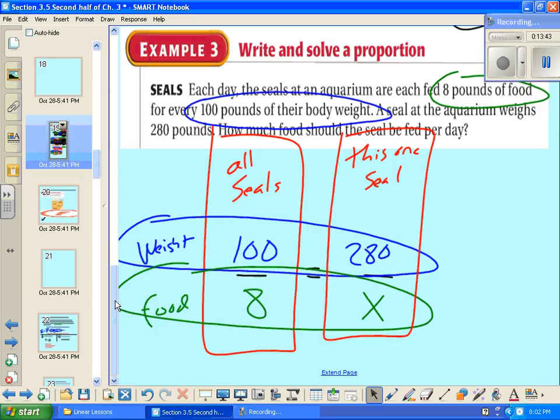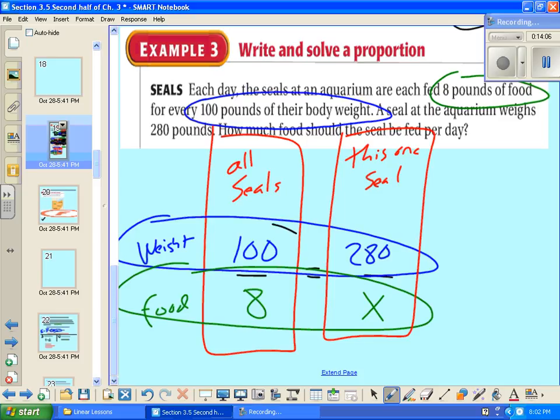All the information of weight is in blue. That's on the top of my ratios. All the information with food is on the bottom. And each particular ratio is either all the seals or just one of the seals. So as long as I stay consistent, this setup should work. And you'll even find, if you play around with your own way to solve this, I guarantee you get the same answer as me as long as you stay consistent and have categories like this.